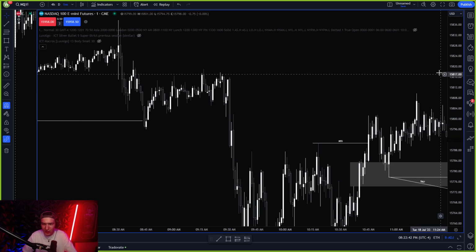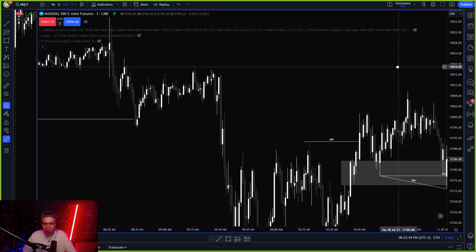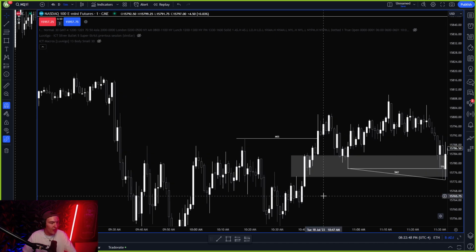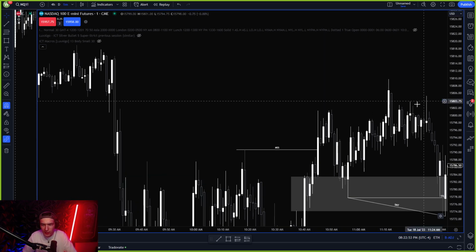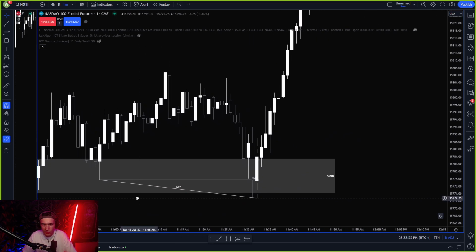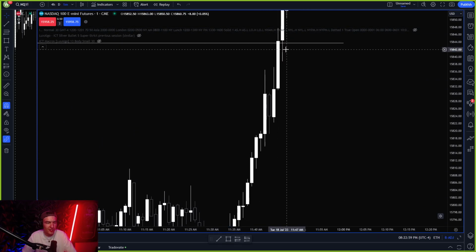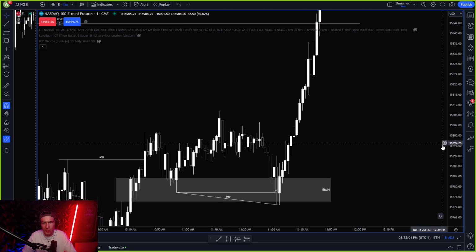When we see markets come back, this is scaring all of retail. Retail is shaking in their boots at this time. They think that their bias is wrong. They take off their position. Smart money loads up, stopping out all of retail traders. What happens right after this? Straight to buy side. Straight move to the upside.